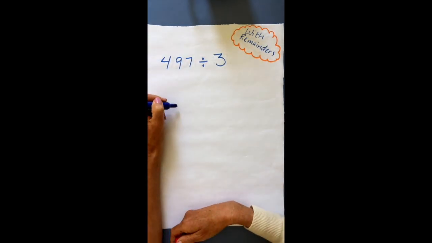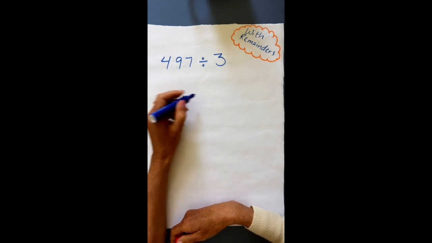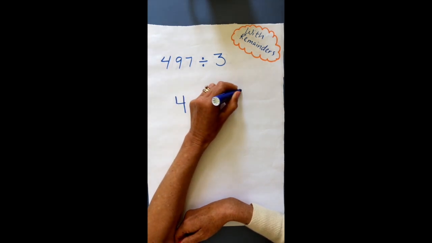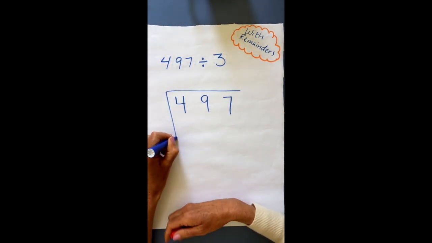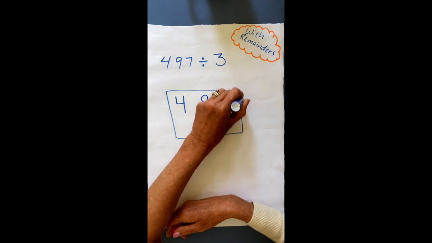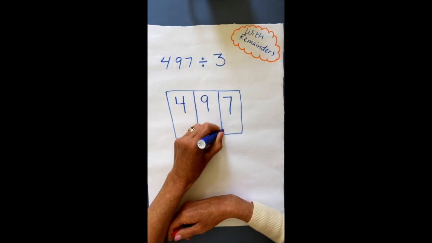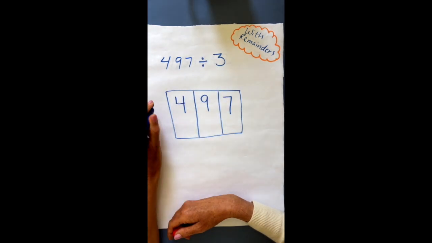Okay, now these problems are going to have a remainder, but it's the same algorithm, it's the same pattern. So I just write 497, which is my dividend. I put that in a box. And then I put each digit in its own box. And then I put the divisor on the outside.